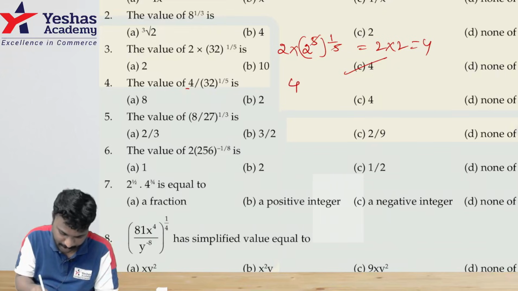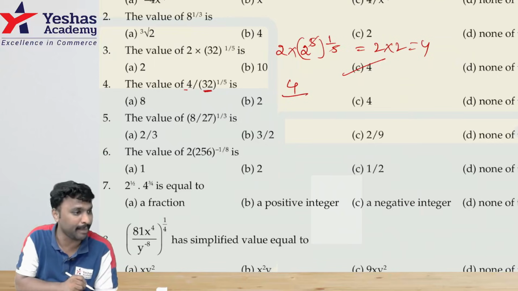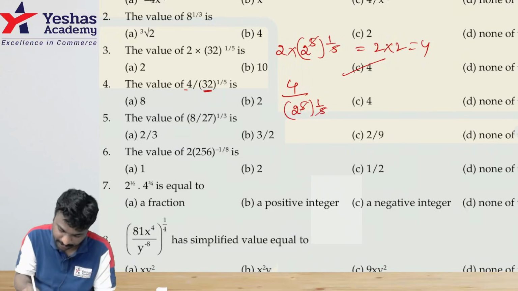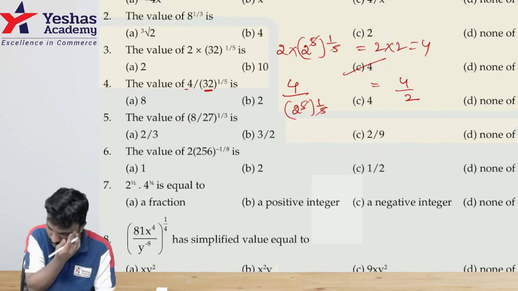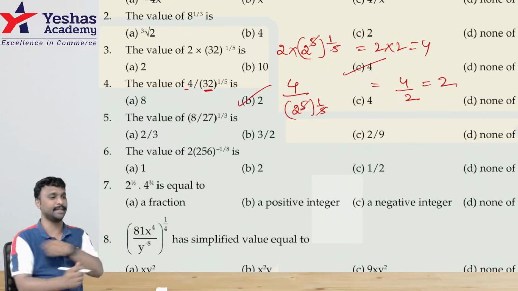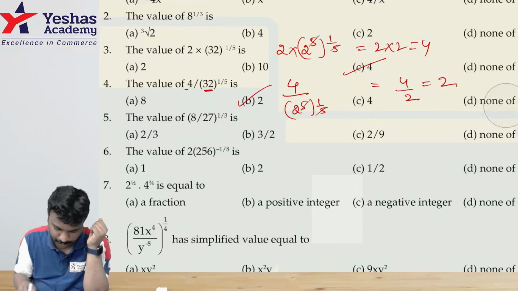4 divided by, first of all, let's solve this. 32, is it a prime number? No. How do I write? 2 power 5 whole power 1 by 5. 5 cancel. So what are we left with? 4 divided by 2. What is 4 by 2? It's nothing but 2. Option B is the right answer. Have you understood? Moving on to the next question.